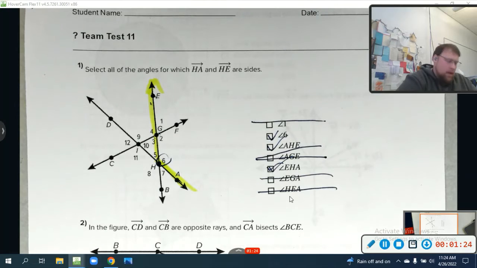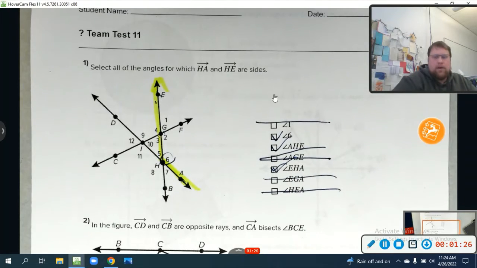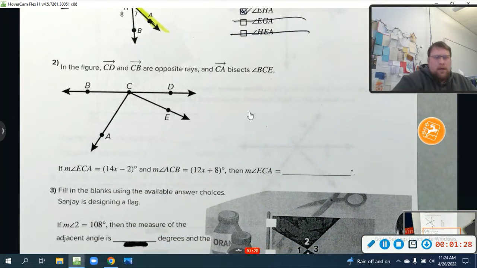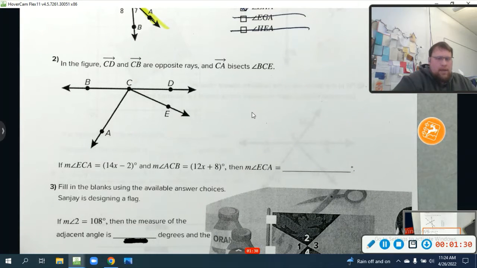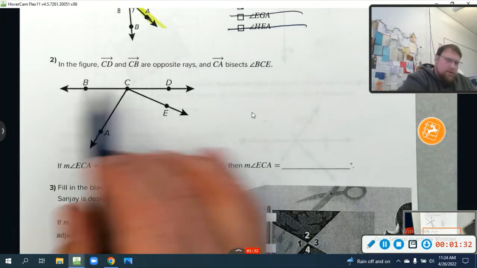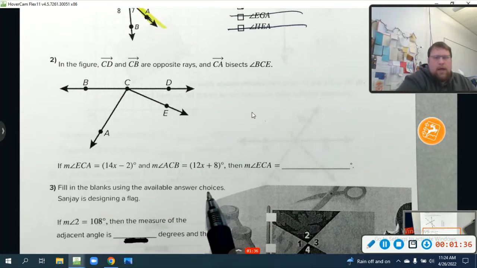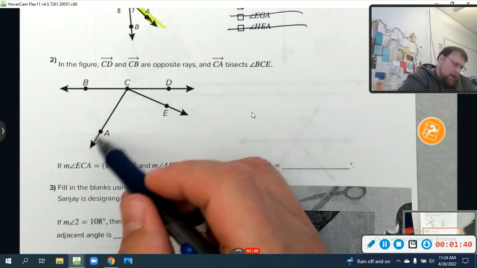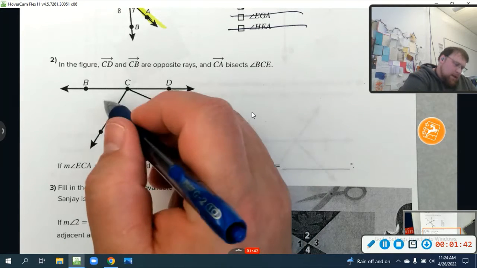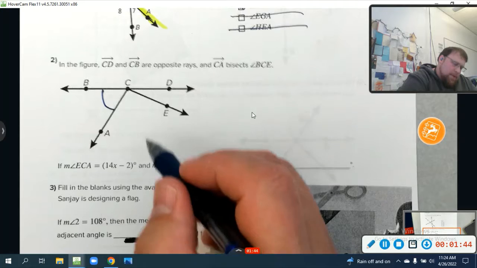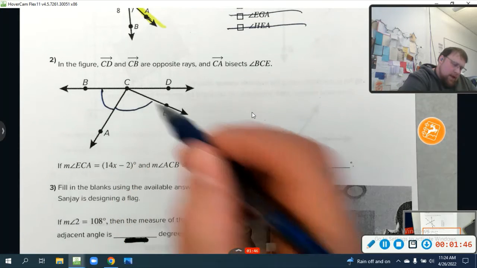Boom. All right, in this figure, going down below, CD and CB are opposite rays. That's just telling you this is a straight line right here. Okay, so it adds up to 180 degrees. Great. And CA bisects angle BCE. If CA bisects BCE, that means angle BCA is congruent to angle ACE.